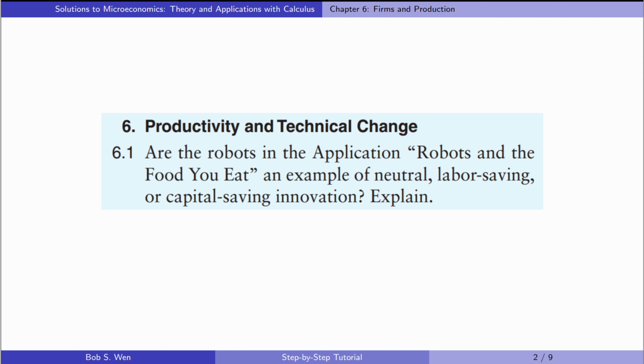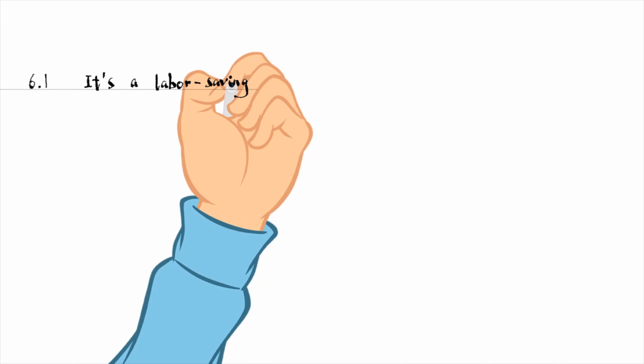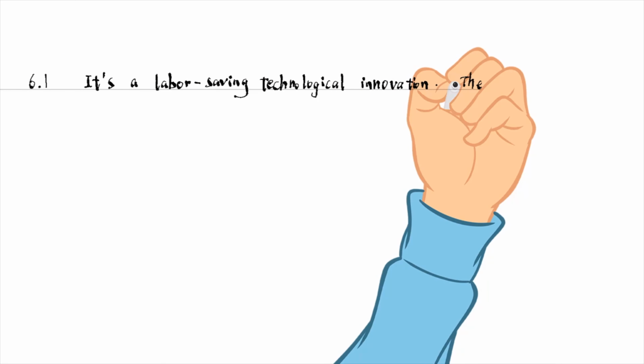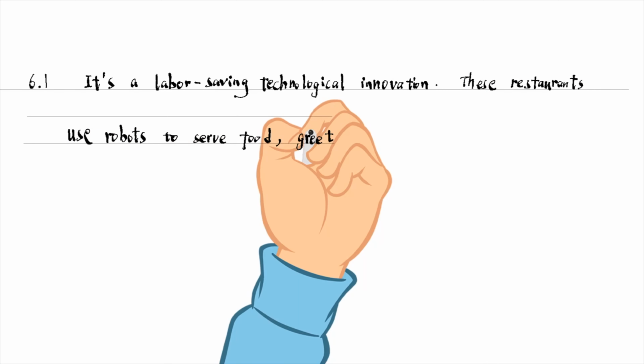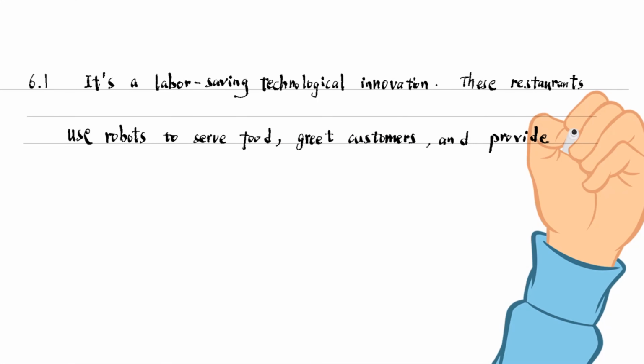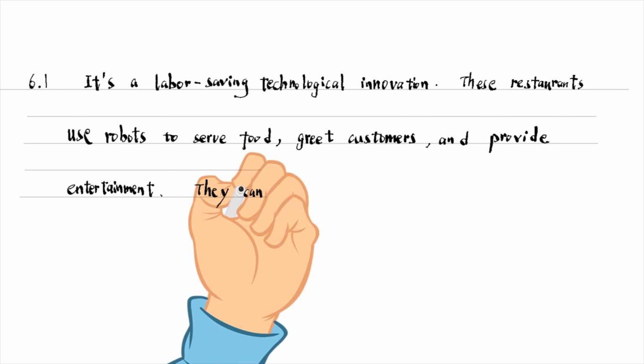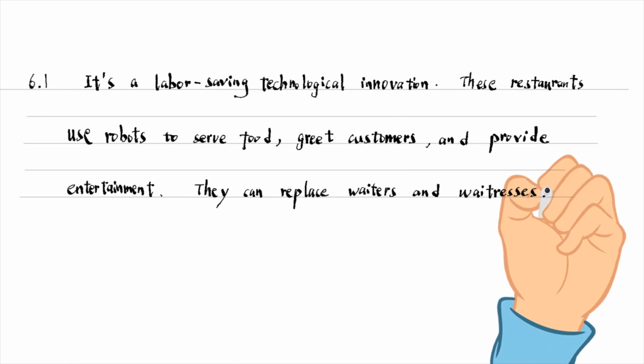Are the robots in the application "Robots in the Food You Eat" an example of neutral, labor-saving, or capital-saving innovation? Explain. It is a labor-saving technological innovation. These restaurants use robots to serve food, greet customers, and provide entertainment. They can replace waiters and waitresses.